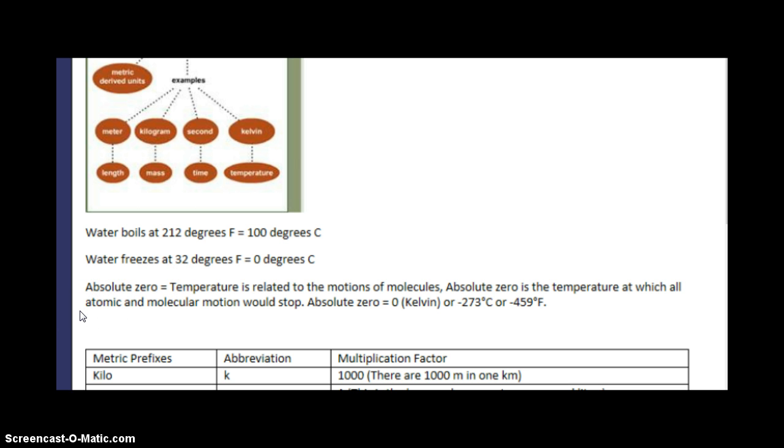Absolute zero. Absolute zero's temperature is related to the motion of molecules. Absolute zero is the temperature at which all atomic and molecular motion would stop. Absolute zero equals 0 degrees Kelvin, or negative 273 degrees Celsius, or negative 453 degrees Fahrenheit. So all of these are equal. When you have 0 on the Kelvin scale, that's minus 273 Celsius, which is also minus 459 degrees Fahrenheit.